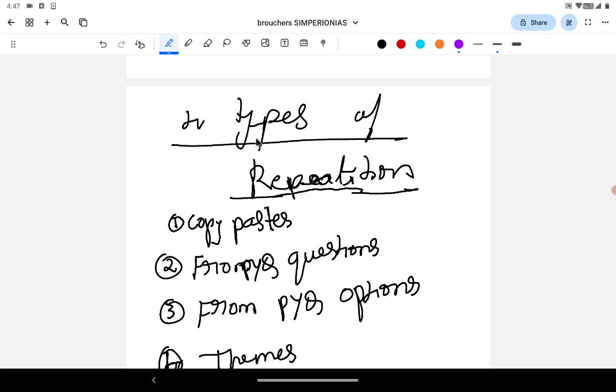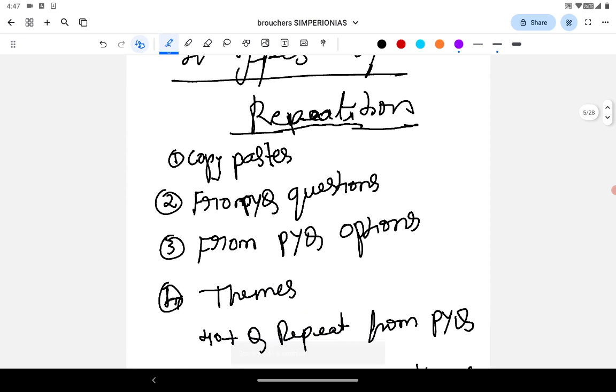Today let's discuss how UPSC repeats questions from the PYQs. What are the ways of repetition, and let's discuss using a few examples. Normally there are four ways how UPSC repeats the questions.